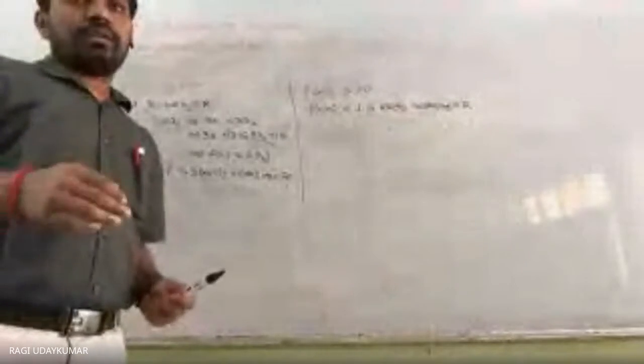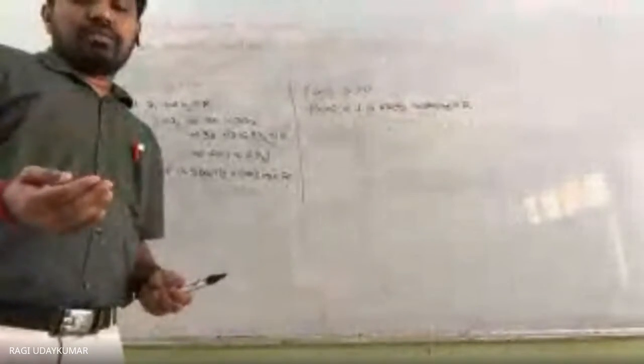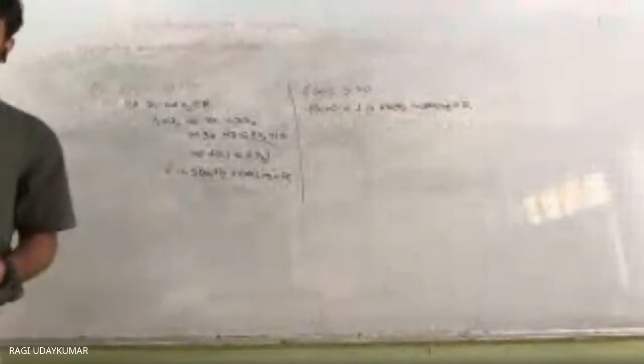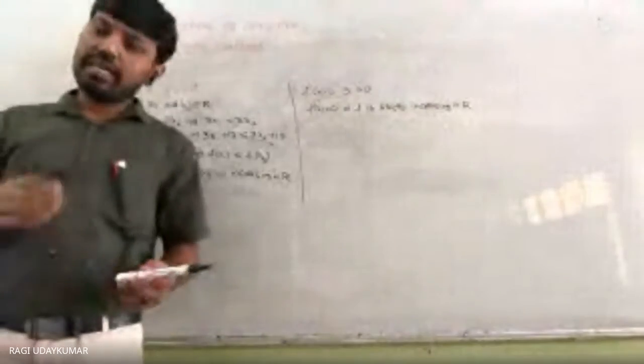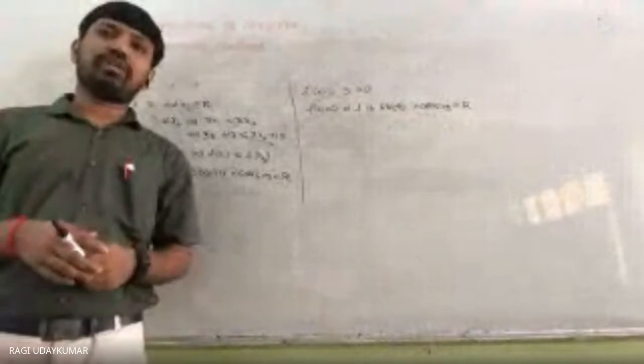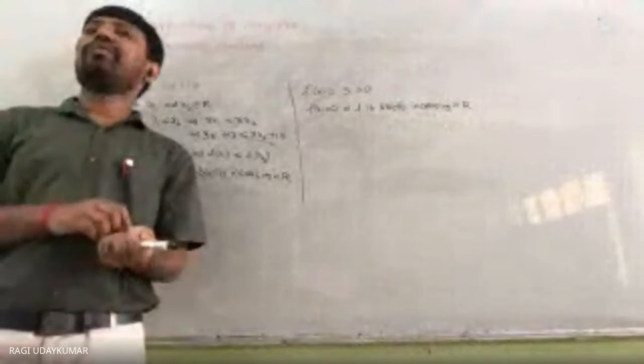Even the second question, e power 2x. Take x1 less than x2. Therefore, 2x1 less than 2x2, and e power 2x1 less than e power 2x2. Similarly, you can do the second question.